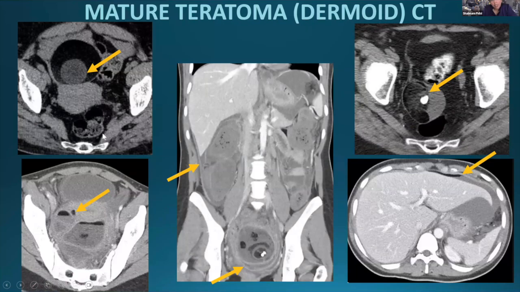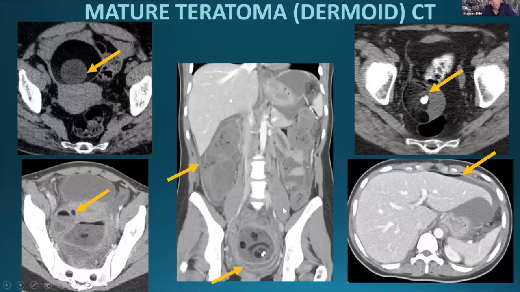Let's look at CT. These non-contrast axial CT images show typical appearances of a dermoid, large fat component, and then the soft tissue component corresponding with the dermoid plug. This lesion has multiple components of fat, soft tissue, calcium, as well as a fat fluid level.